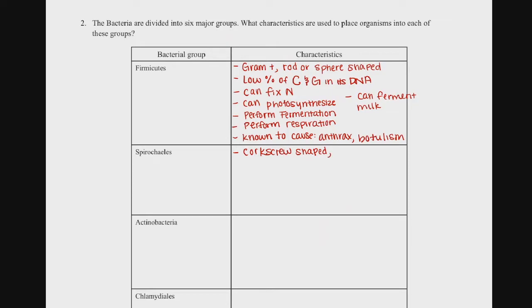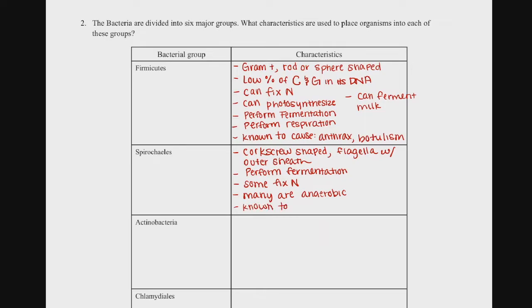And has flagella that has an outer sheath to it. They metabolize via fermentation. And some fix nitrogen. Many are anaerobic. And this guy has been known to cause Lyme disease and syphilis.